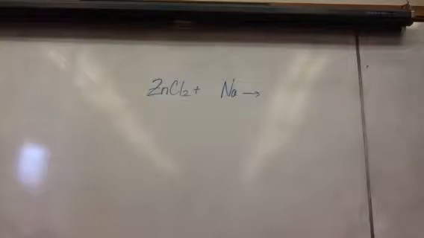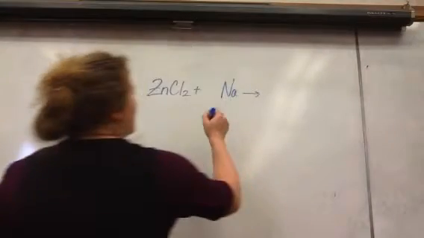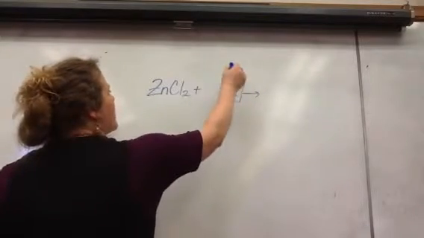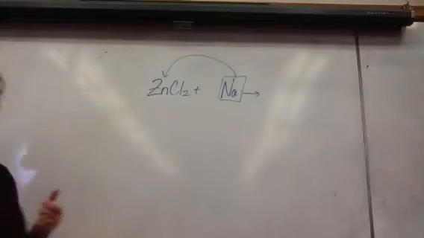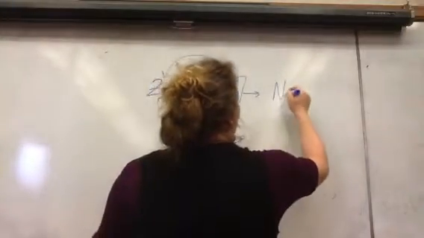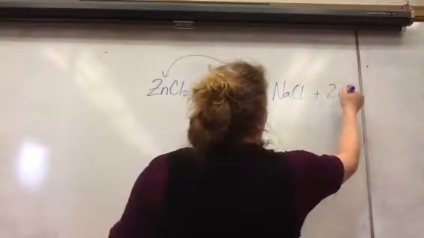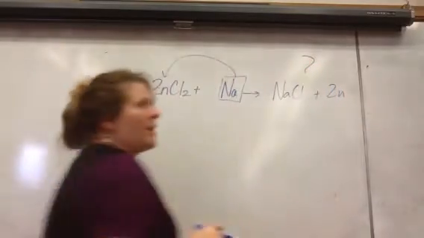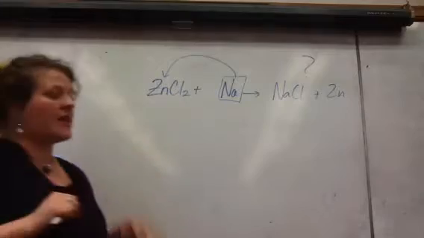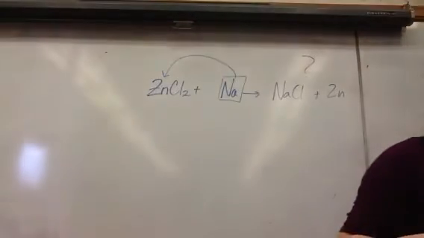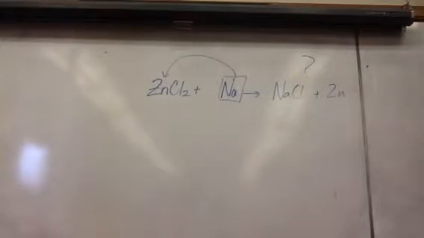Zinc chloride in a solution, and I throw a chunk of sodium into it. What I'm asking is, will this sodium replace that zinc in the compound? Will we end up with sodium chloride and zinc? That's the question. So what we want to do is look at the activity series, find sodium, and find zinc.